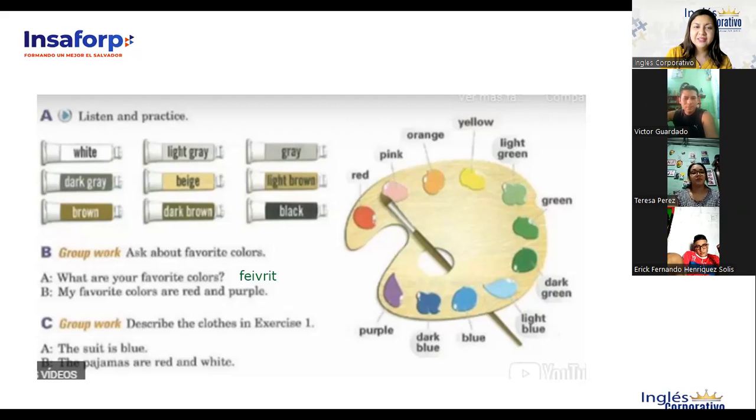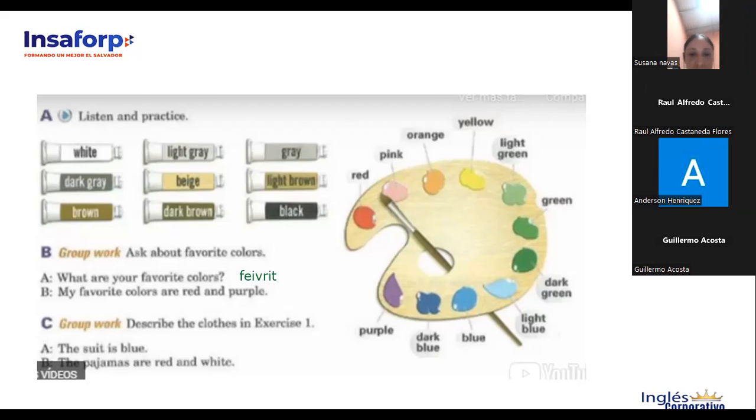Susi? Susana Guadalupe? Ahí la veo a Susi, pero no le conecta. Permítame, solo le escribo algo a ella. A Susi, que me escribió por aquí.